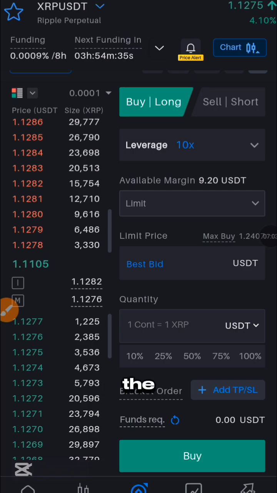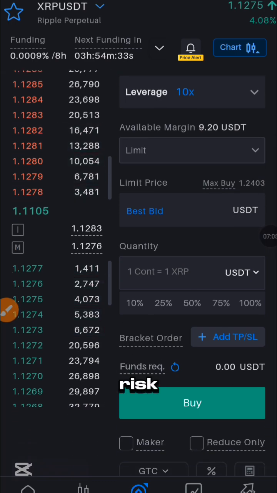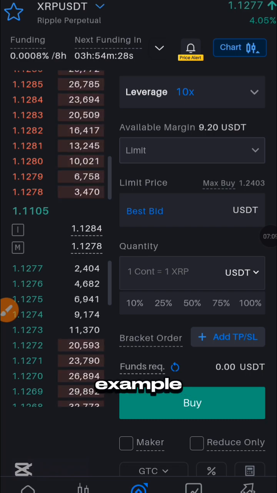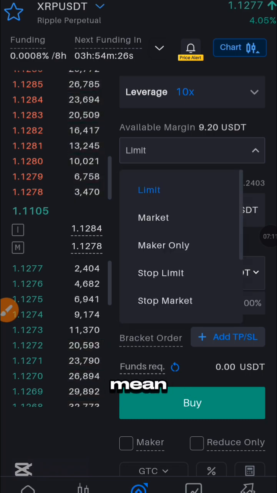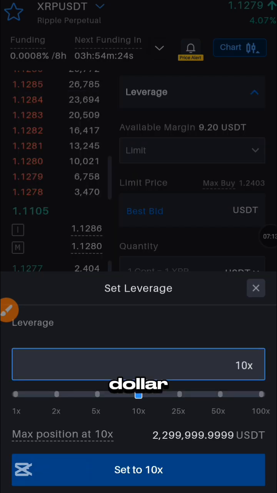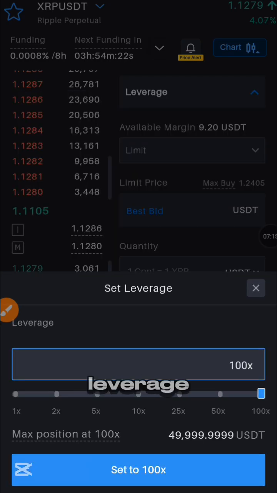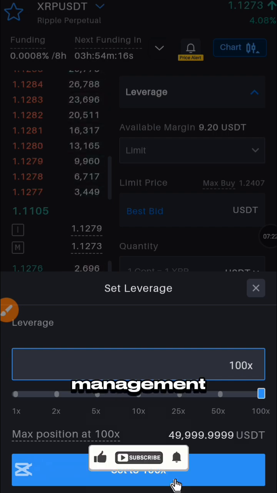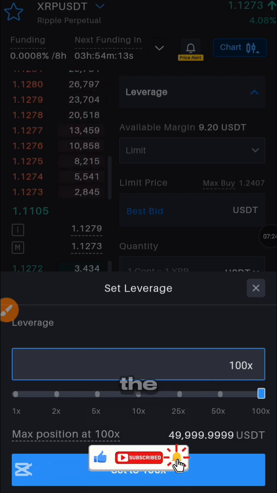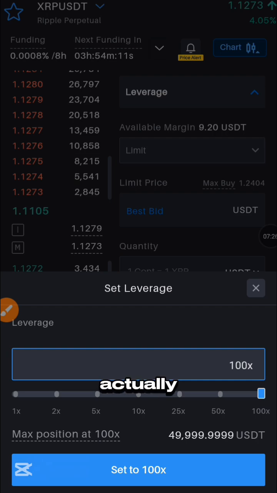All right, now the fifth one is risk only a small percentage of your account. Let's take for example you have $100. It doesn't mean that you should use the whole $100 at 100x leverage. Always use an amount you are comfortable losing. Good risk management is what keeps you in the game long enough for you to actually be profitable. Professional traders survive because they protect their capital first.